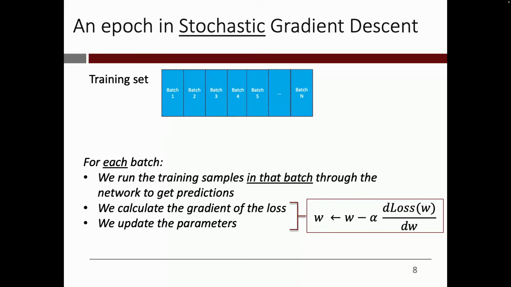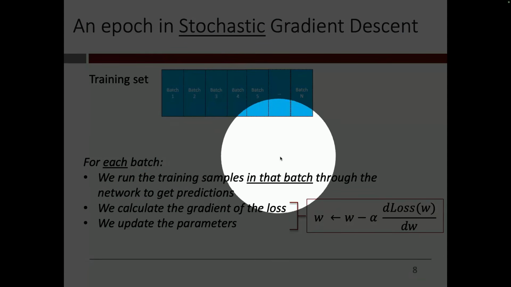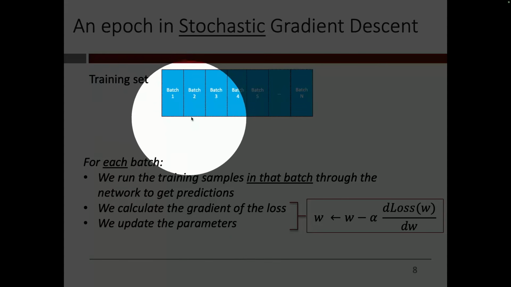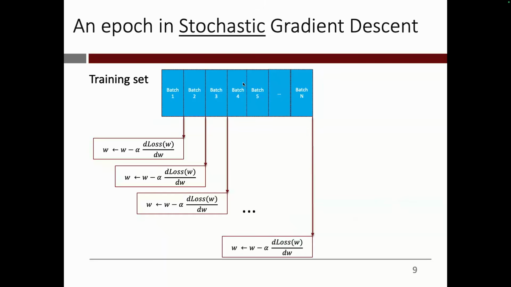For each batch, we take batch 1, and then we run just the training samples in that batch through the network to get predictions, we calculate the gradient, we update the parameters. And then we go to batch 2. Then we go to batch 3, and so on and so forth. So pictorially, this is how it's going to look.